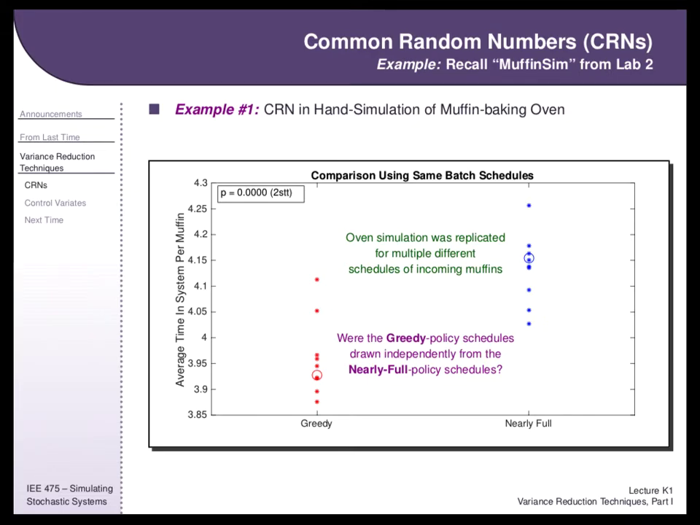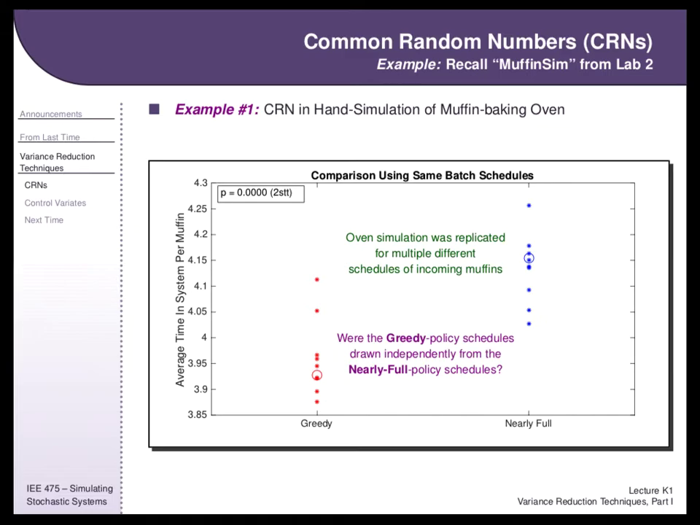We actually did this by hand in lab 2. In lab 2, that was when you were simulating the muffin baking oven. Each one of you had a different schedule of muffins going into the oven. So you said, all right, I have this schedule that was given to me in the Excel spreadsheet. I'm going to run that schedule of muffins through both the greedy policy and the nearly full policy, and I will get an output in this group and then an output in this group. So each one of these dots represents the effort of one of you by hand working out that muffin baking simulation.